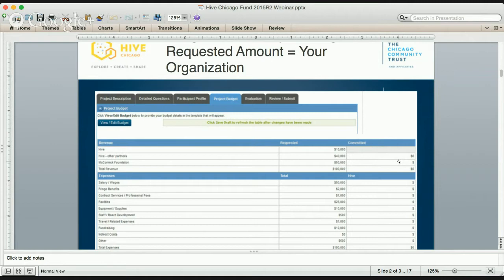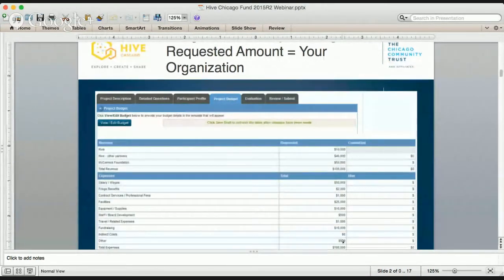Great. Thank you so much, Robert. Okay, so moving on. That's your revenue requested that you're hoping to get from the Hive through this application, and then through the Hive fund. The next section is the expenses. These are going to be mirror images, so the total revenue amount should equal the total expenses amount.